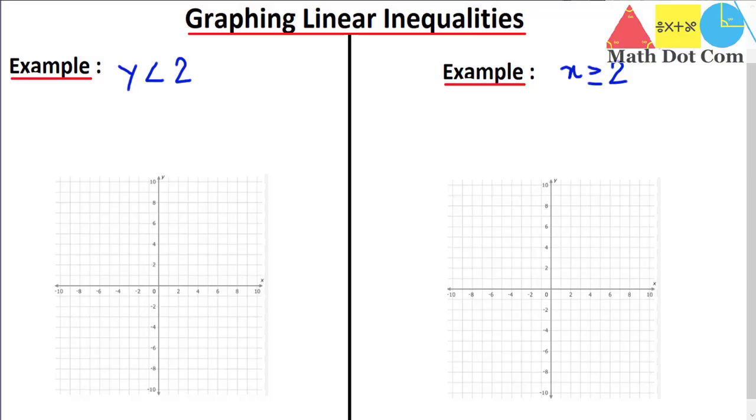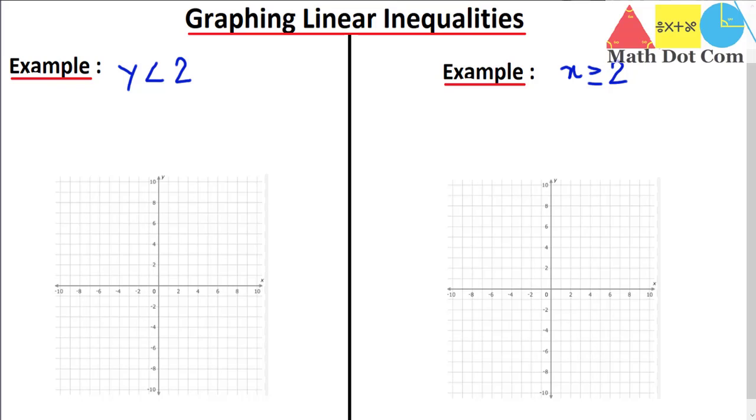Everyone. So in our previous lecture we have seen how you can graph the linear inequalities. Now today I come up with the special cases of graphing the linear inequalities. Here I have mentioned the two examples. In both of these examples, whether we have the y only in the equation or the x only in the inequality, not the equation, it's the inequality.